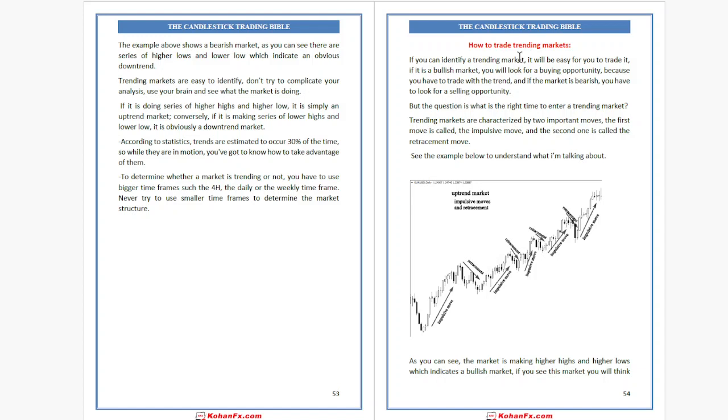If it is doing series of higher highs and higher lows, it is simply an uptrend market. Conversely, if it is making series of lower highs and lower lows, it is obviously a downtrend market. According to statistics, trends are estimated to occur 30% of the time. So while they are in motion, you have got to know how to take advantage of the time.